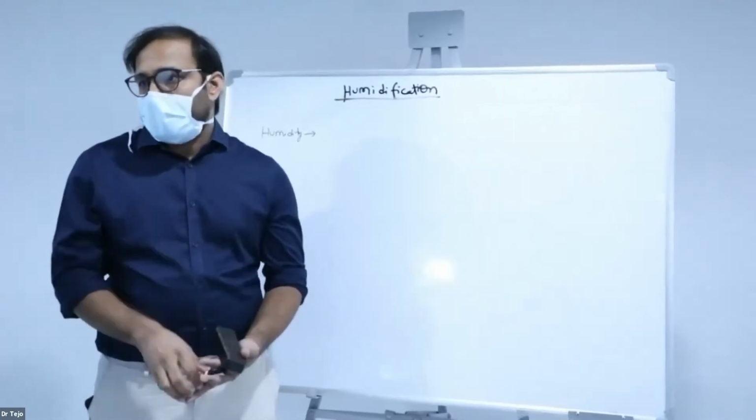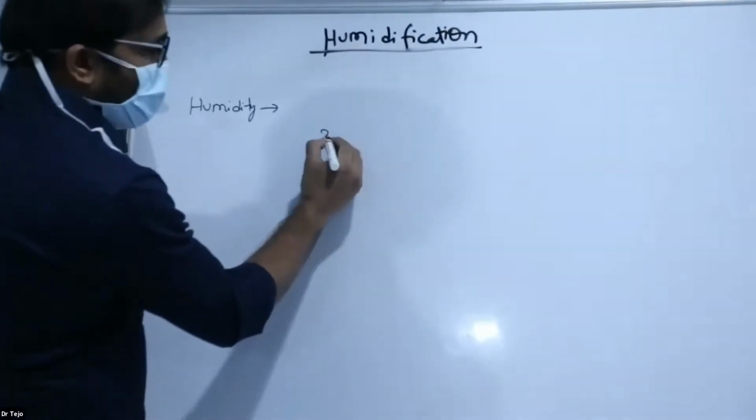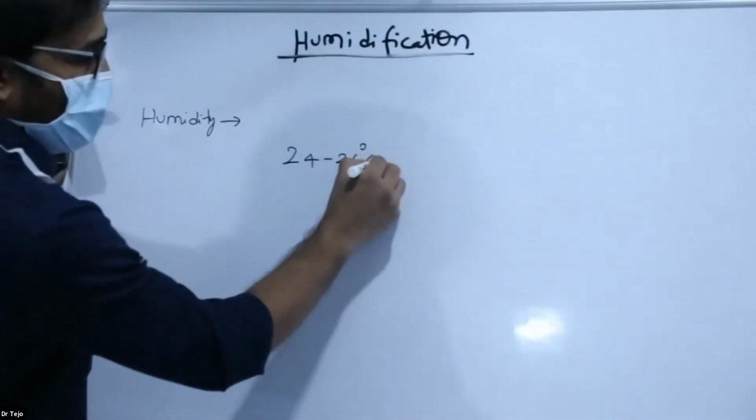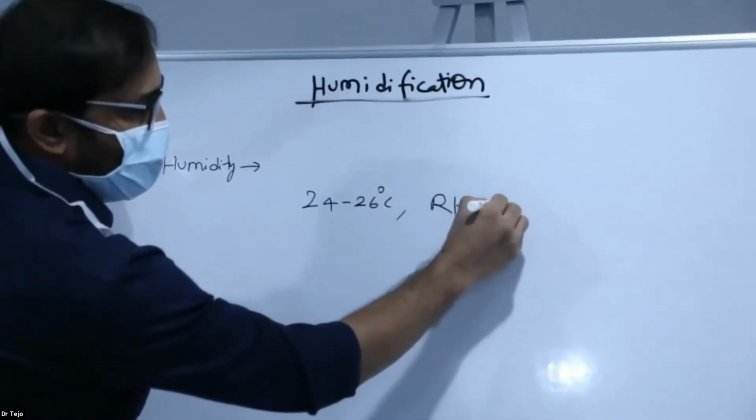When we breathe, in the natural mechanisms, in a normal environment condition, the temperature will be 24 to 26 degrees centigrade. And the humidity of the natural room air will usually be a relative humidity of 50%.